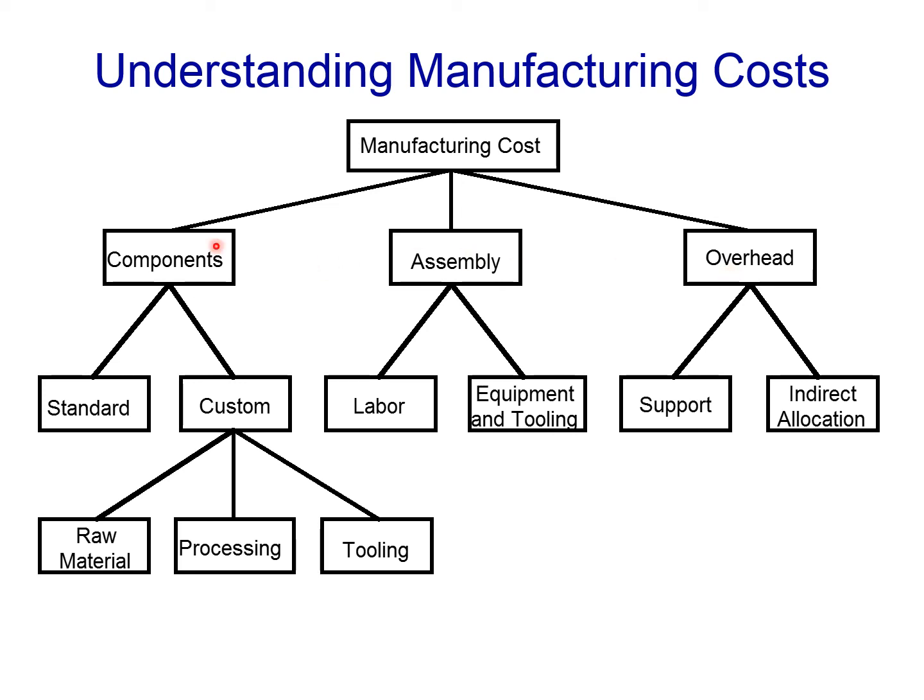2 types of components, standard components and custom components. Standard components are off-the-shelf items like motors, switches, and screws. Custom components, on the other hand, are made to order from raw material according to the manufacturer's design specs, either in-house or possibly at a supplier. They are raw material, processing the material, and then tooling costs.